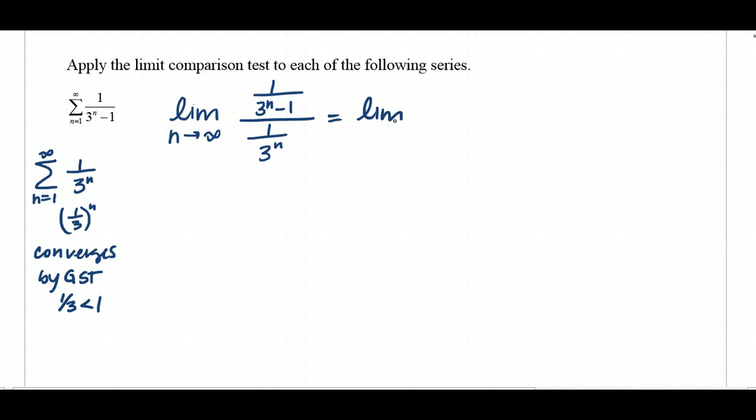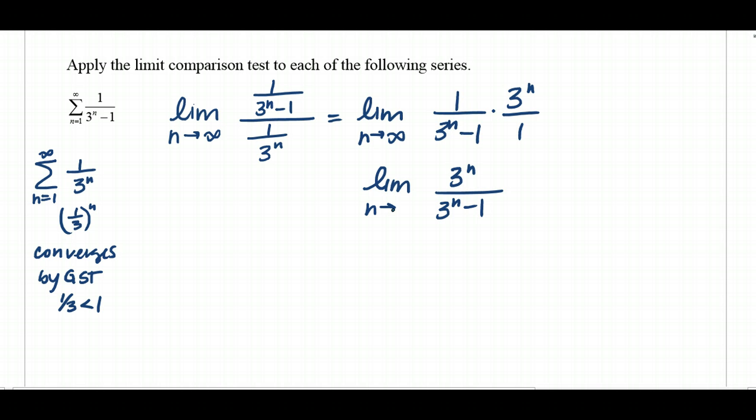Now this is the limit as n approaches infinity of 1 over 3 to the n minus 1 times the reciprocal of the denominator, 3 to the n over 1. So this is 3 to the n over 3 to the n minus 1, as n approaches infinity. Since we have 3 to the n over 3 to the n, it's just going to be the numbers that came in front, the 1 over 1, so this limit converges to 1. That is a positive finite number.